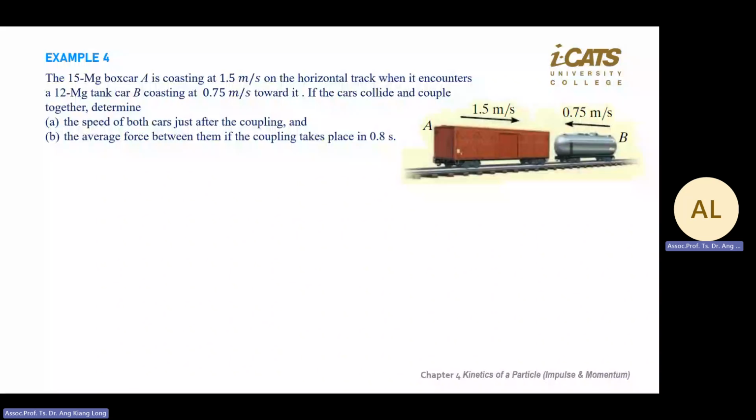Okay, we look at example 4. So on the diagram, we have two objects or two containers. One is moving to the left, one is moving to the right. A moving to the right, B move to the left. And both move in the different velocity.